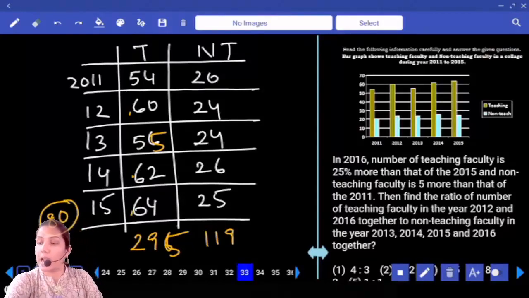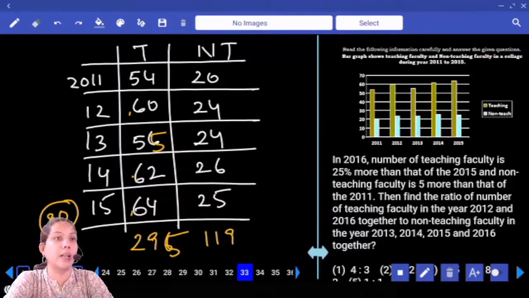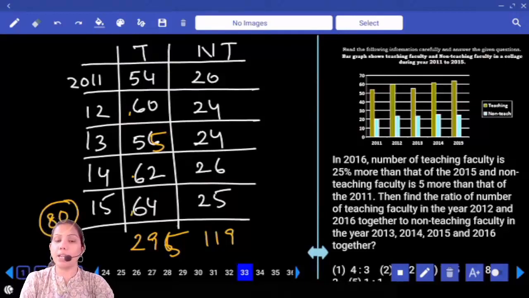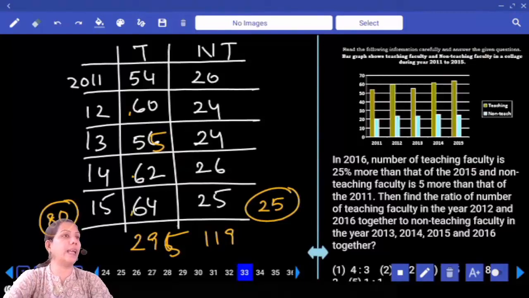And non-teaching faculty is 5 more than that of 2011. What is 2011 non-teaching? 20. Then non-teaching in 2016 is equal to 25. So 80 and 25 are the teaching and non-teaching faculty in 2016.